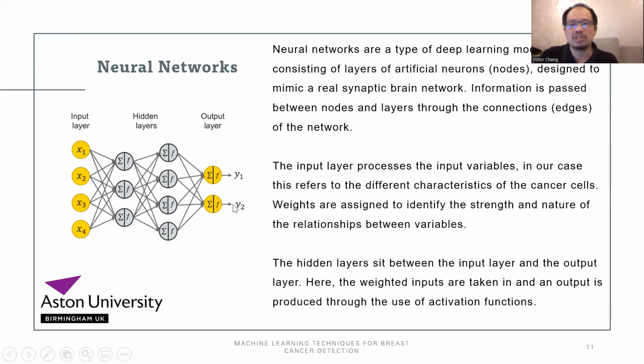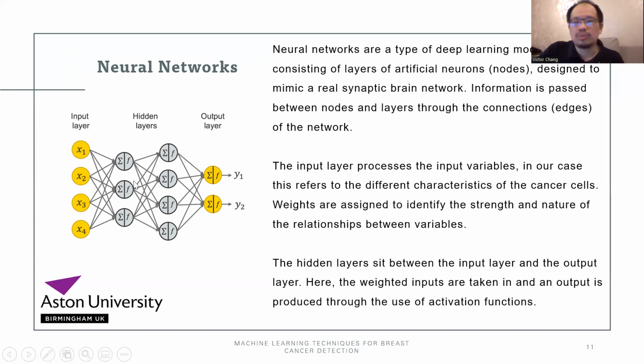Neural networks in this case are a type of deep learning model that consists of layers of artificial neurons, or nodes as you can see in the figure, designed to mimic a real synaptic brain network. So it mimics how the functions in our human brain work. Information is passed between the nodes and the layers through connections, or edges, of the network. The input layer processes the input variables.